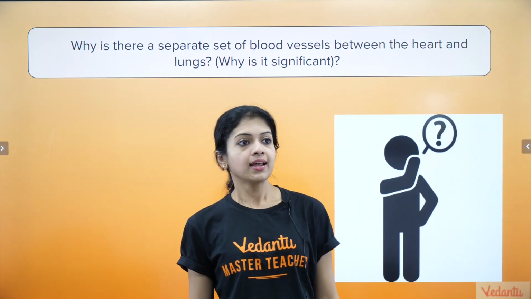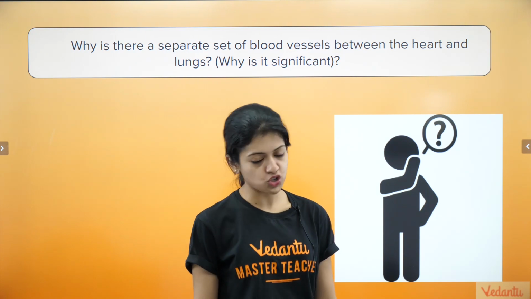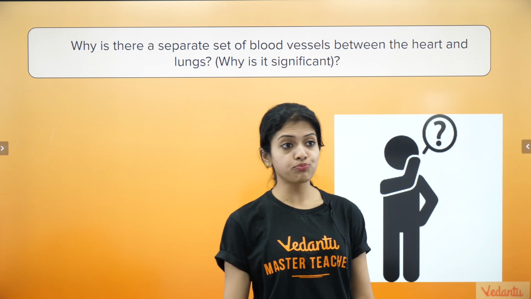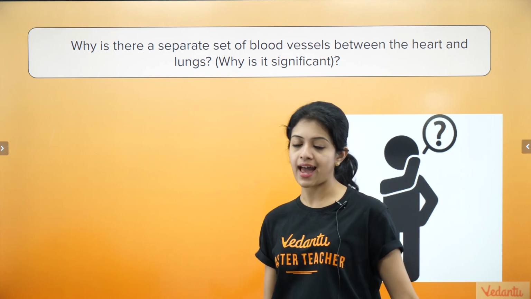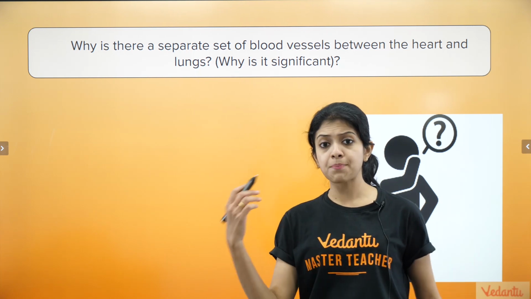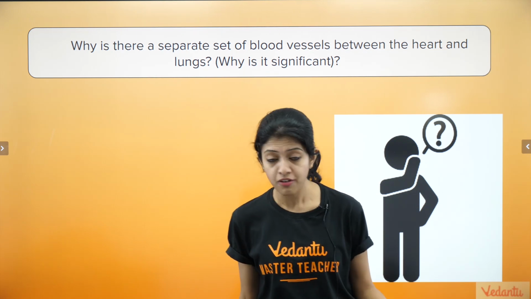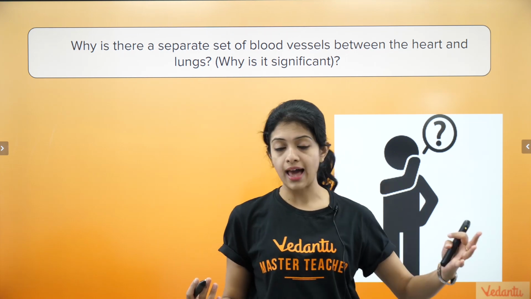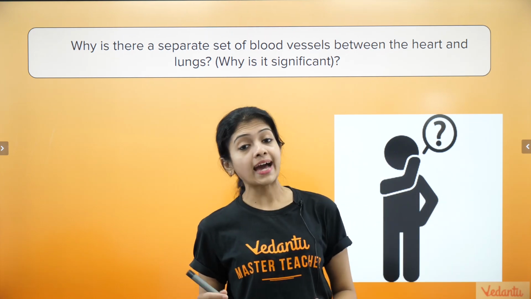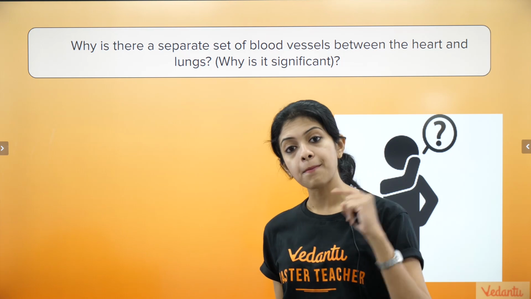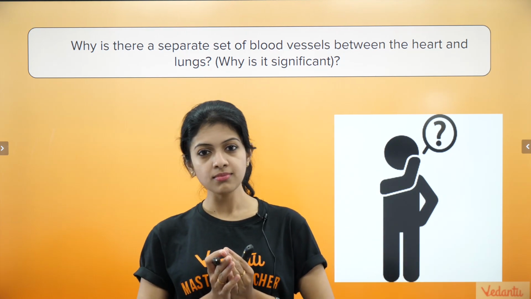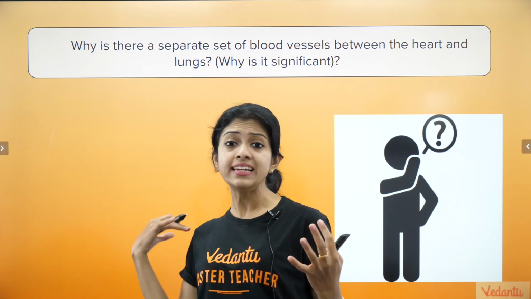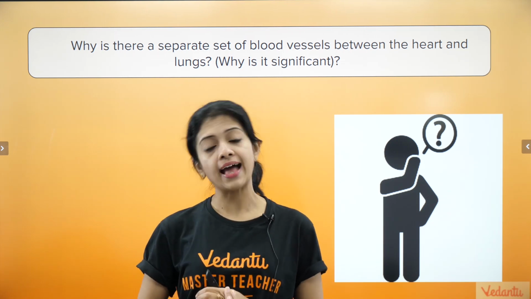Okay? Now, the homework question for today. Why do you think there is a separate set of blood vessels between the heart and the lungs? Now, remember I told you there's a pulmonary artery and a pulmonary vein. Right? Pulmonary artery transports blood from the heart to the lungs. Pulmonary vein carries blood from the lungs back to your heart. Why is it that the lungs are so important? What is that link between the heart and the lungs?